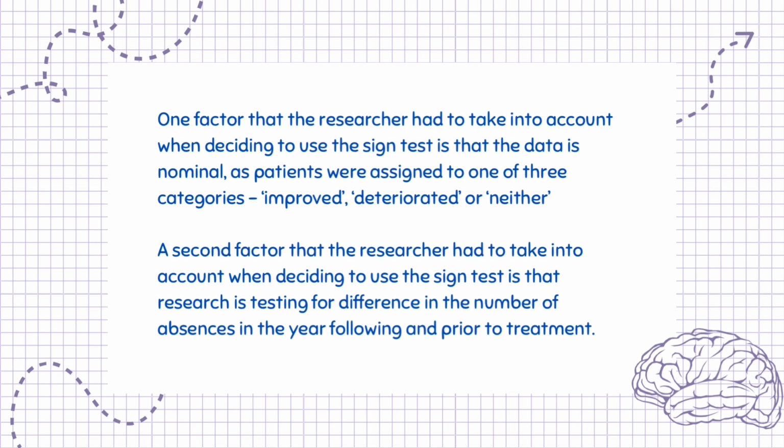One factor that the researcher had to take into account when deciding to use the sign test is that the data is nominal, as patients were assigned to one of 3 categories: improved, deteriorated, or neither. A second factor that the researcher had to take into account when deciding to use the sign test is that the research is testing for difference in the number of absences in the year following and prior to treatment.